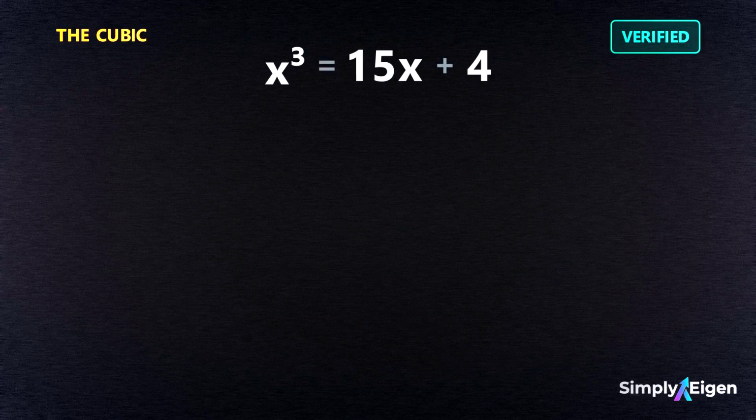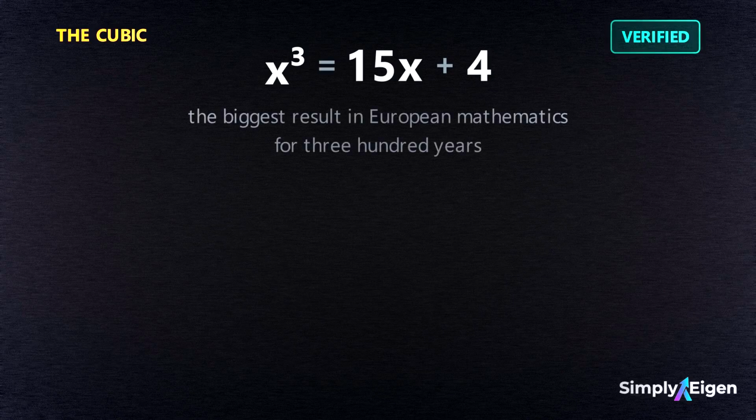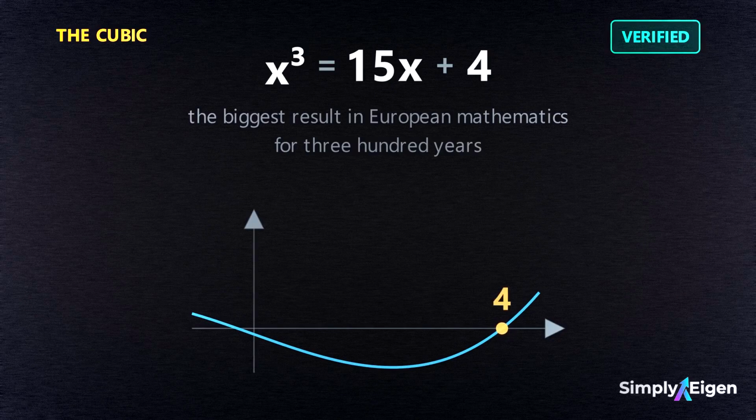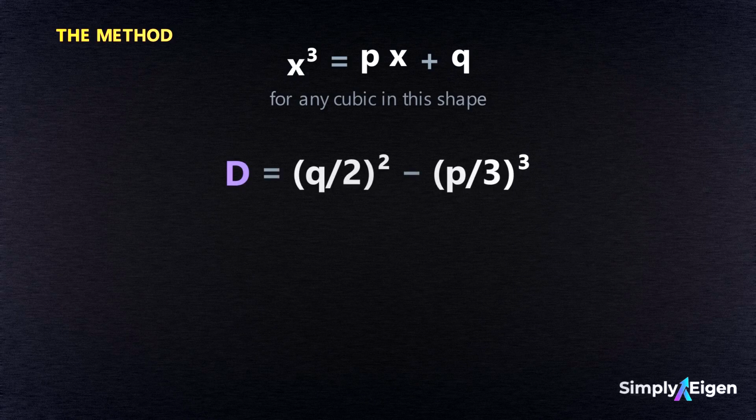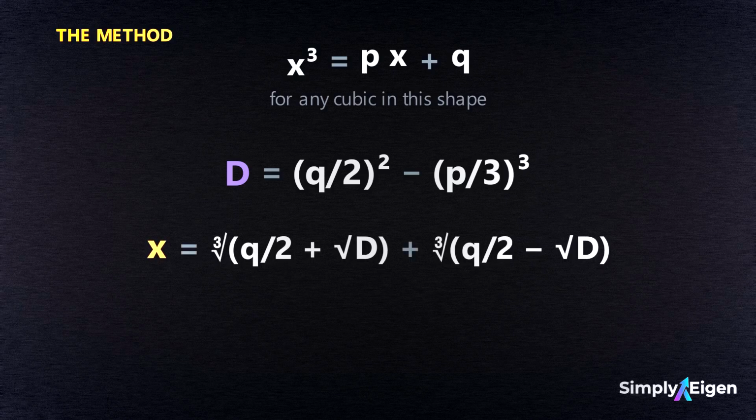It came from cubics. In the 1540s, Italian mathematicians finally cracked the cubic equation. The general method works every time, the same way the quadratic formula does. It was the biggest result in European mathematics for centuries, and then somebody pointed it at this one. The method goes like this. For an equation of the form x cubed equals px plus q, you compute a quantity from p and q, take its square root, and the answer falls out of 2 cube roots added together.